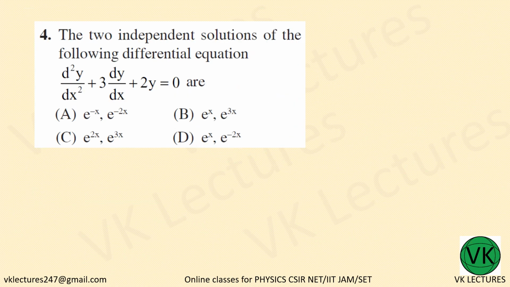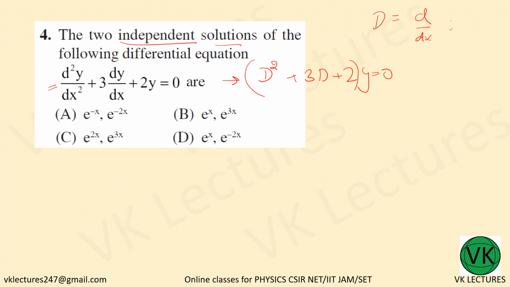Question number 4. Two independent solutions of the following differential equation. So this is the differential equation given. So we can write it as D square plus 3D plus 2 equal to 0 times y. And then what is D? D is nothing but d by dx. And what is D square? D square is d square divided by dx square, the second derivative.